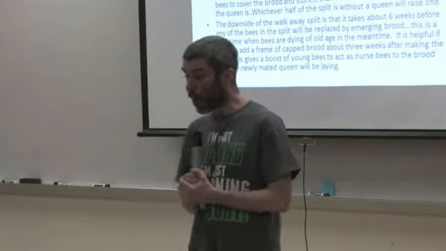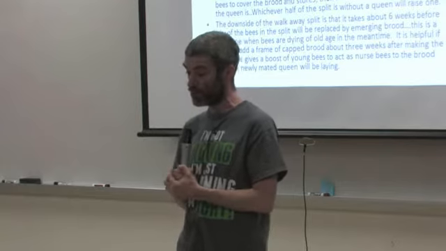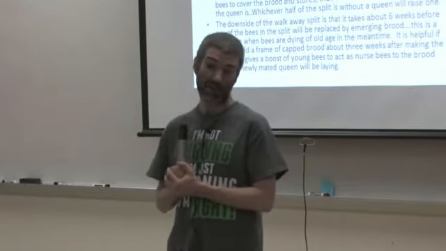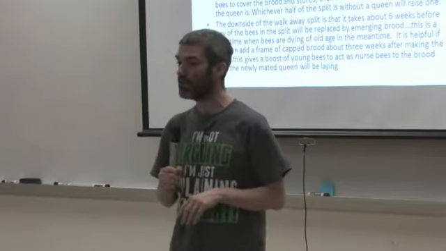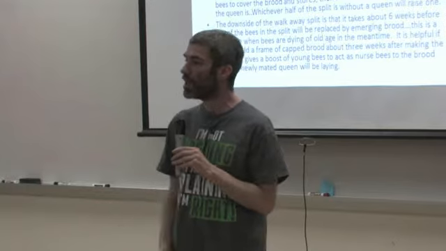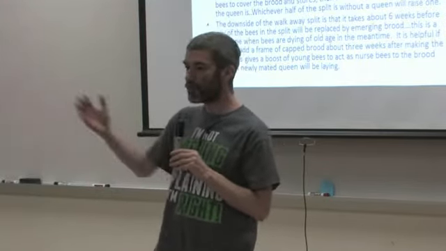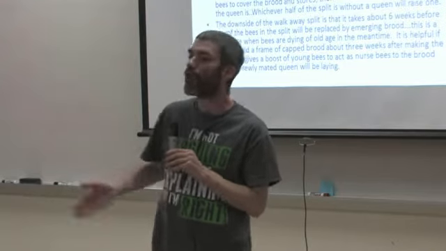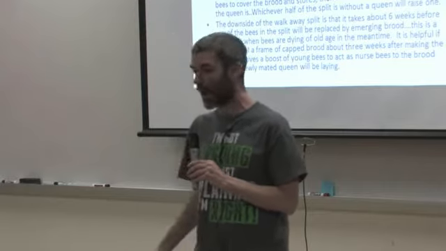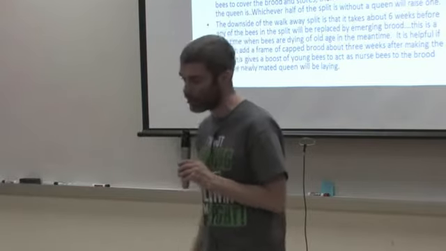And again, the downside of the walk-away split is it takes about 6 weeks before any of the bees in the split will be replaced by emerging brood. And that's a long time. That can actually lead to the bees deciding to swarm, that something doesn't feel right. So it's a good idea, if you can, if you're doing a walk-away split, after a couple of weeks, to give them another frame of capped brood. Give them capped brood that's going to be emerging, so you have a little influx of young bees in there during that 6-week period. Because that 6 weeks is a very long time not to have young bees coming into the system. You leave a big gap in the generations there.